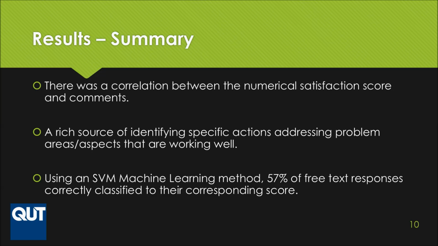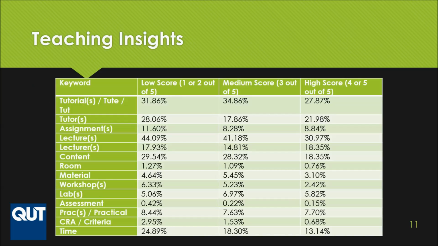So in summary, as I said, there was a correlation between those numerical scores and the comments, and we were able to get actions addressing problem areas. We used that SVM machine learning model, which was able to predict 57% of the text responses. So what does that mean in terms of teaching?